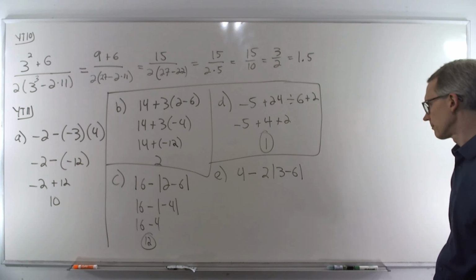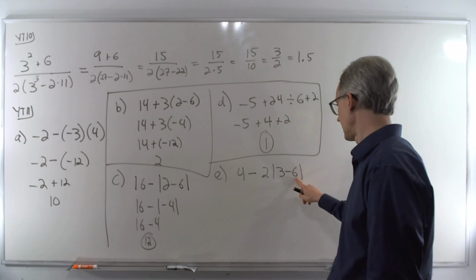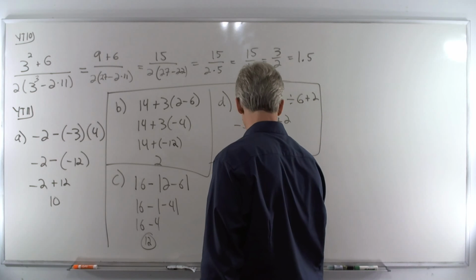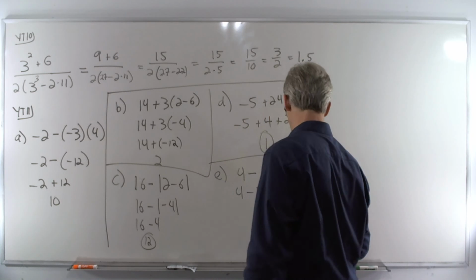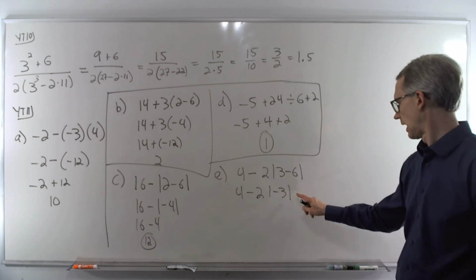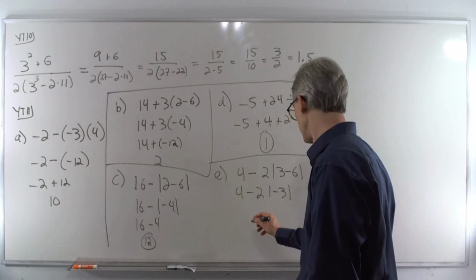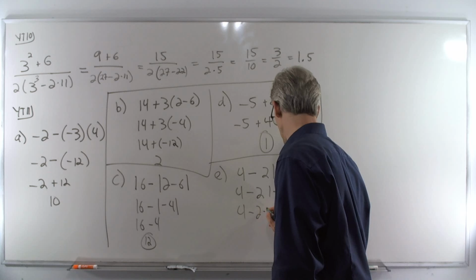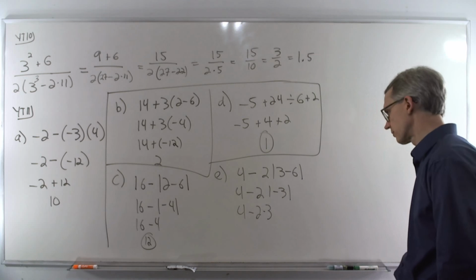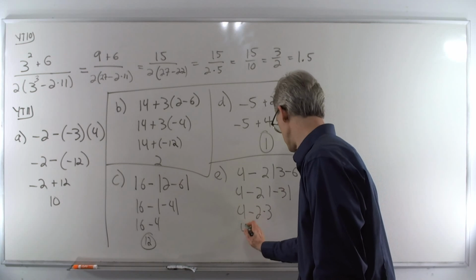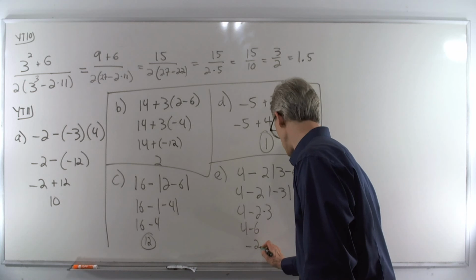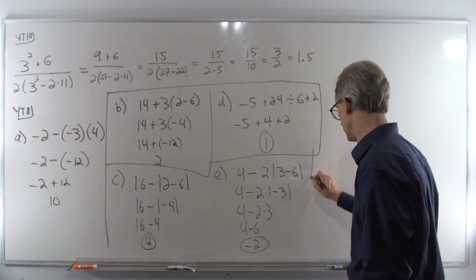Another one with absolute value bars here. 3 minus 6 gives us negative 3. Absolute value of negative 3 is positive 3. So that's 4 minus 2 times 3, or 4 minus 6. Negative 2.